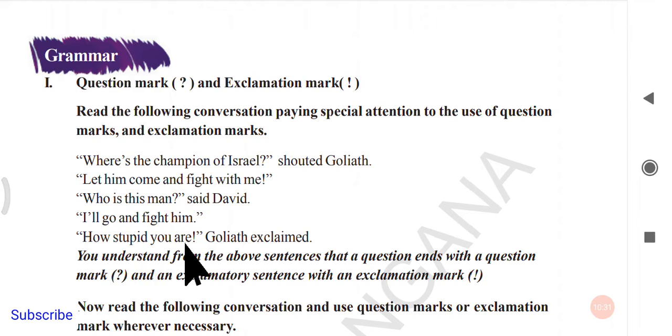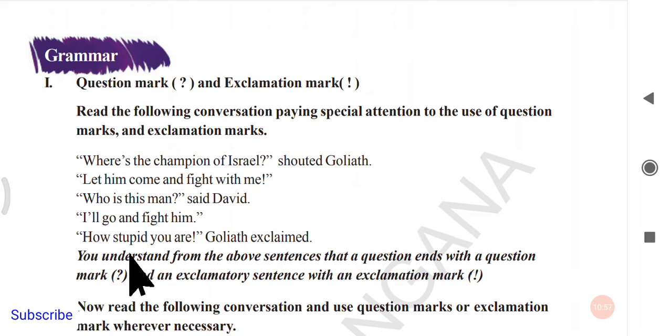Next, "How stupid you are." We usually say how beautiful it is, how good you are. We usually think that whenever we find WH words related to questions, they are all questions and we have to place question marks there. No, that is wrong. Sometimes we can say "What a beautiful flower!" That is not a question mark, that is an exclamation mark.